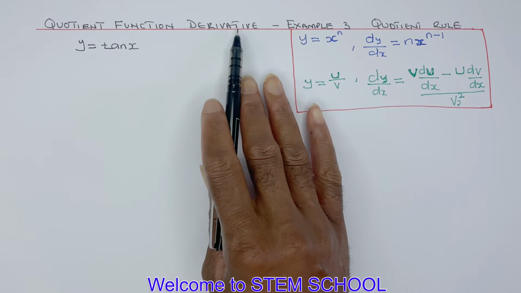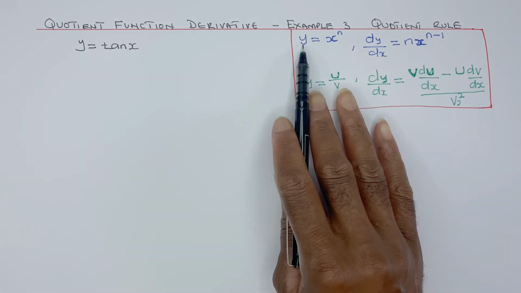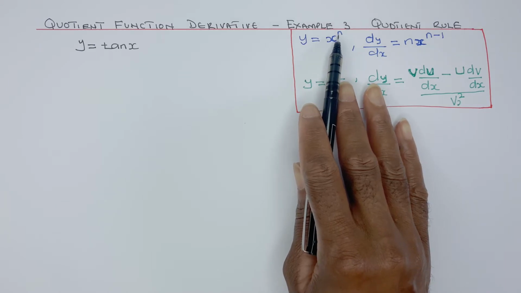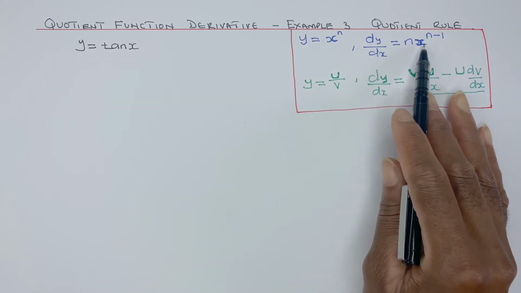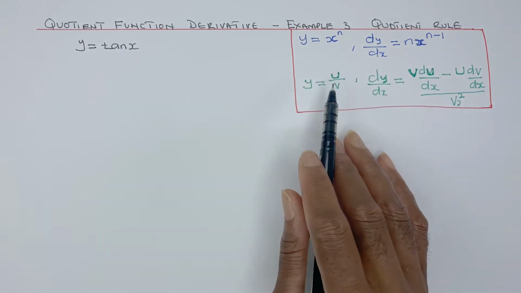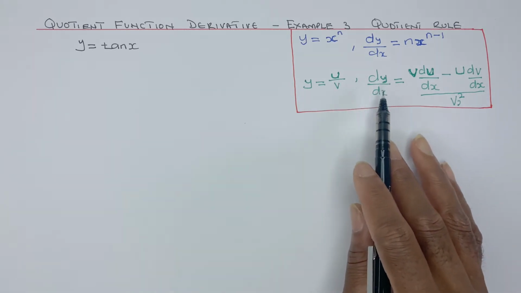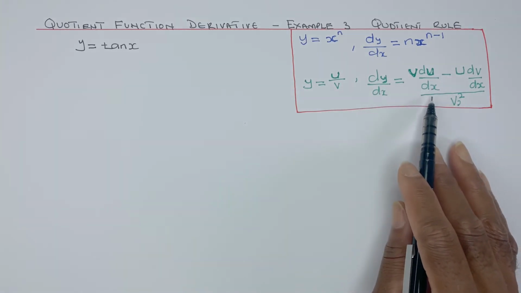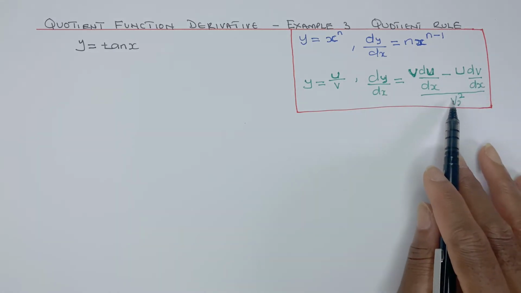Quotient function derivative. Example 3, using the quotient rule. If you have a function y equals x to the power of n, dy/dx equals n x to the power of n minus 1. If you have a quotient function, that means a fraction function, y equals u over v, dy/dx is v du/dx minus u dv/dx, divided by v squared.